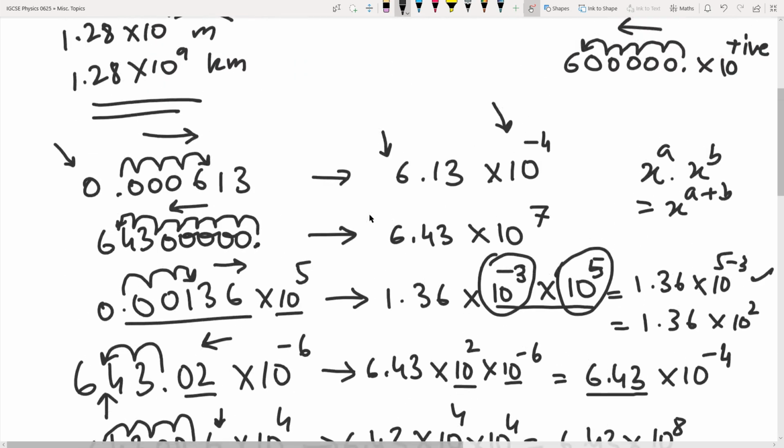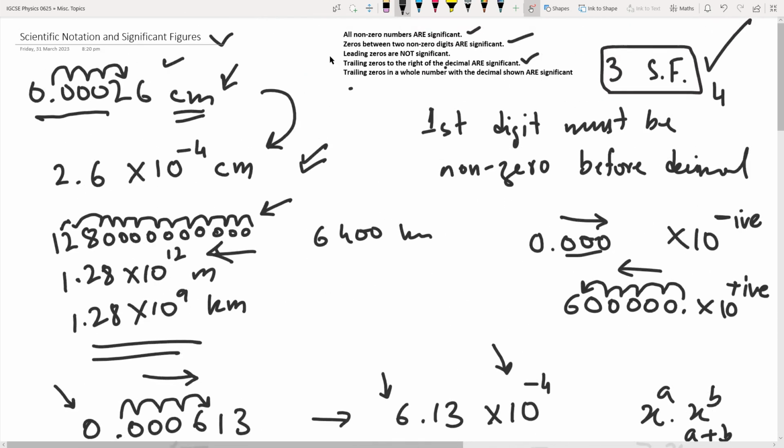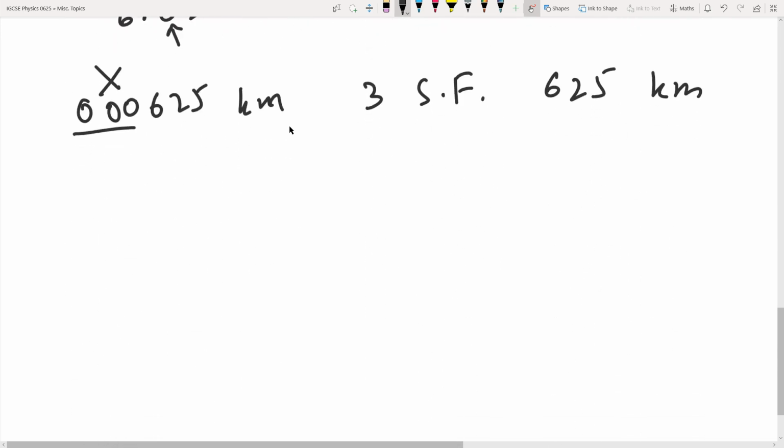Finally, moving on to the next, I think this one is a very easy rule to understand. Trailing zeros to the right of the decimal are significant. Now this is a very important point. Let's say if I have 6.20 times 10 raised to the power 4, right? So this 0 is significant. You cannot omit this. Over here I've got three significant figures because it's a trailing 0 after the decimal, so it is actually significant.